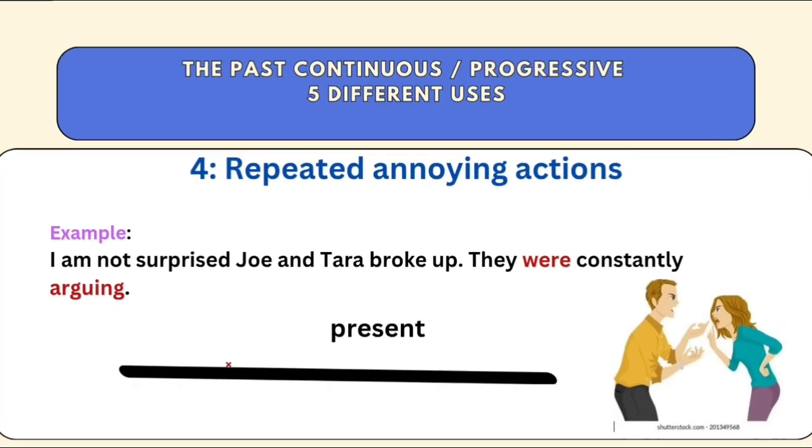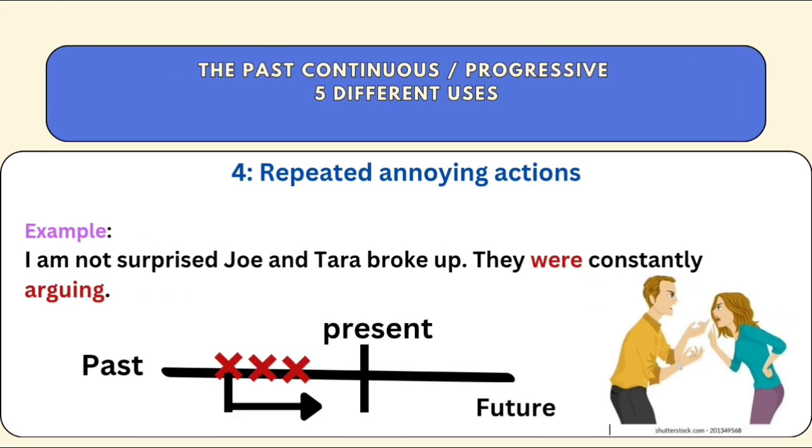Number 4, repeated annoying actions. This one is funny. Okay. I'm not surprised Joe and Tara broke up. They were constantly arguing. They argued many, many times. So many times that it seemed to me like it was a continuous argument. So that's why they were constantly arguing.